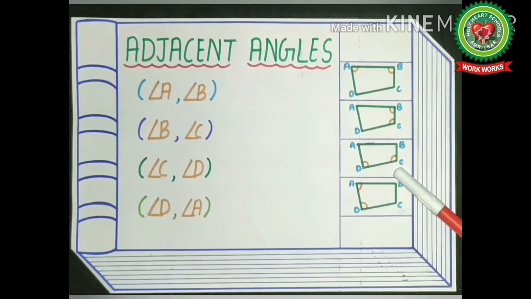In the third figure, I have marked angle C, angle D. Common side is CD. So these are adjacent angles. In the fourth figure, I have marked angle A, angle D, and the common side is AD. So these are adjacent angles. So adjacent angles are: first pair, angle A, angle B. Second pair, angle B, angle C. Third pair, angle C, angle D. And fourth pair, angle D, angle A.